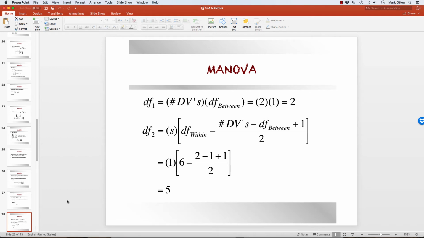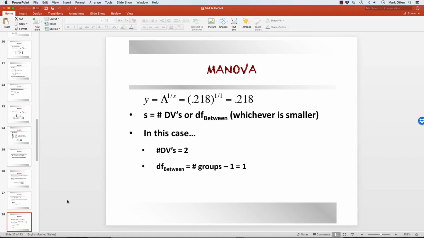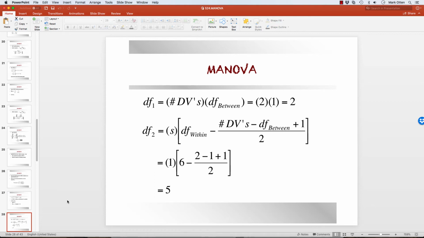For degrees of freedom, the second value, you take that S. That S was 1 for us. That was like the previous slide. Number of groups minus 1 was the smaller value. So we ended up with 1 for S, and that goes out in front. Degrees of freedom within, which is your Anova degrees of freedom within, the same thing as what you would have had for Anova. That's 6 in this case, so you just refer back to your degrees of freedom within formula for that from Anova.